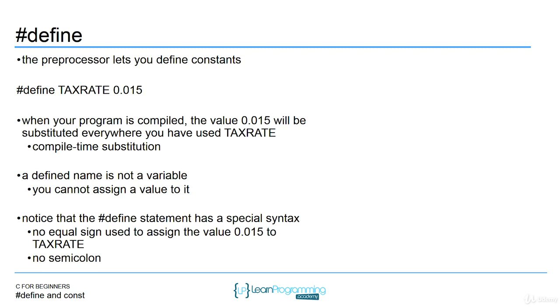So what's happening here is there is compile-time substitution happening for these preprocessors. The preprocessor runs before the compiler, remember, right? The preprocessor is going to run and it's going to see these define keywords, and then everywhere it sees a tax rate, it's just going to put in 0.015 for the compiler.